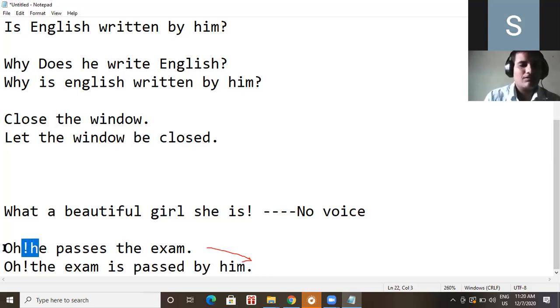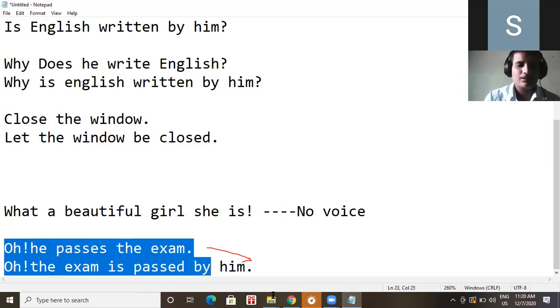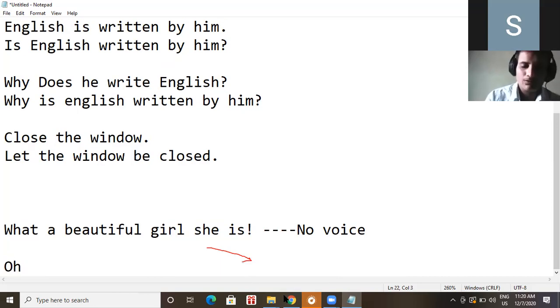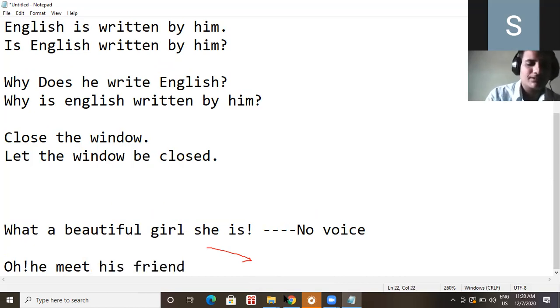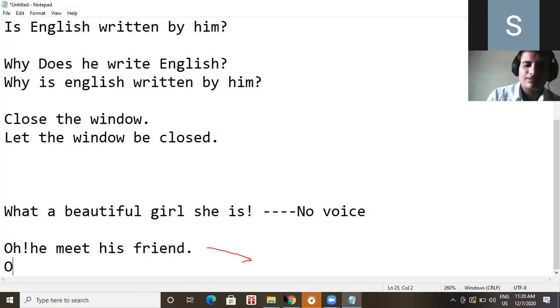Okay. Now, otherwise, you have to take: he meets his friend. Okay. Same. The object is changed to subject. His friend is singular. His friend is met. His friend is met by him.